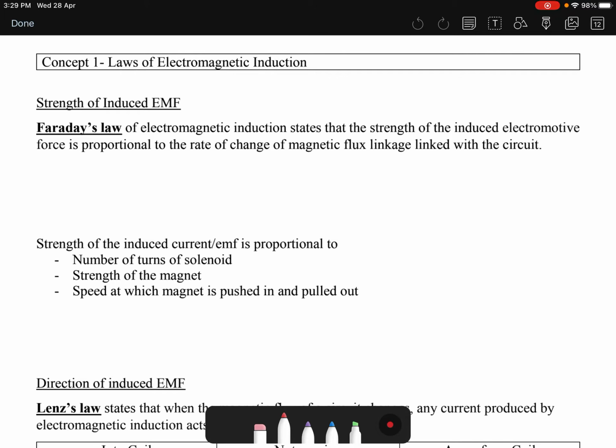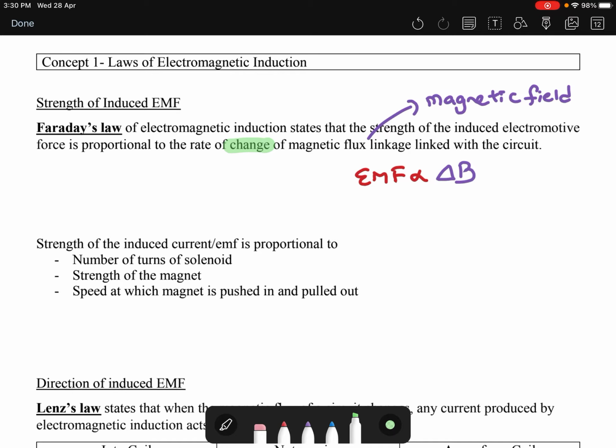In other words, it is saying that our EMF is directly proportional to the change of magnetic flux linkage. Magnetic flux linkage, you can also put it as change in magnetic field. Actually it's almost the same, just a minor difference that you will learn at a higher level. Basically you can treat it as magnetic field. Note that in order to have EMF, you need a change of your magnetic field. If there's no change, there won't be any EMF induced.